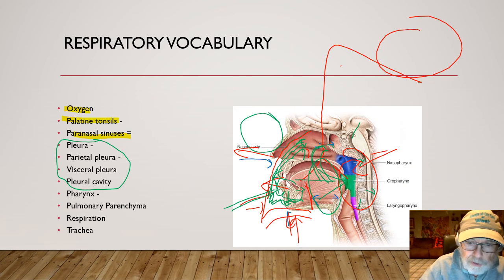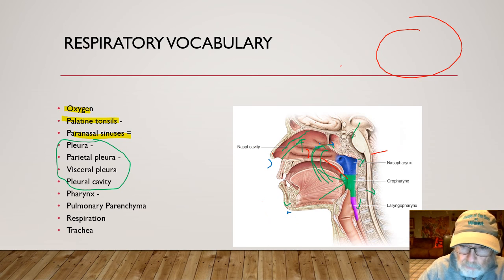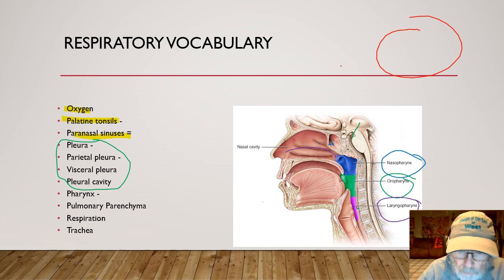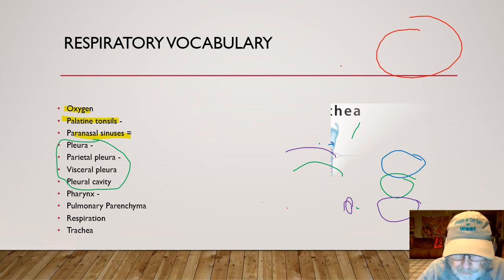And pharynx. Okay, pharynx is basically the throat. If I look at the throat here, I could divide the throat three ways. Behind the nose is called the nasopharynx. Behind the mouth is called the oropharynx, and behind the larynx is called the laryngopharynx. Okay, three different areas. So that's the pharynx. Here's the nose. Oropharynx behind the mouth, and laryngopharynx behind the larynx. Piece of cake, easy.